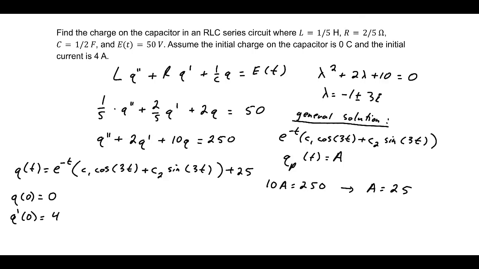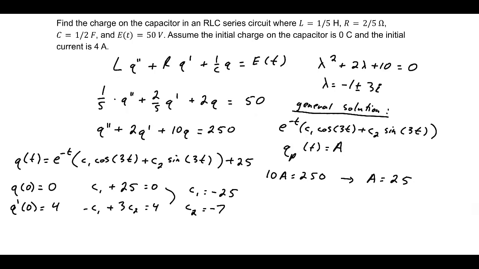Now finding the derivative is probably the hardest part here, just because it's a new product rule. So we find our first derivative, and we take our original function, evaluate them both at 0, and we come up with a system. C sub 1 plus 25 equals 0, and negative C sub 1 plus 3 times C sub 2 equals 4. Combine these together, and we see that C1 is negative 25, and C2 has a value of negative 7.